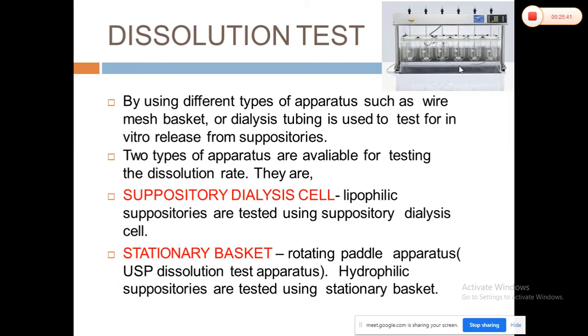And the last one, that is the dissolution test. So like disintegration, here the dissolution apparatus are there. There are two types of dissolution apparatus: dialysis cell and stationary basket. So these two apparatus are used for dissolution purposes. By using different types of apparatus like wire mesh based basket or dialysis tubing, we test the in vitro release from the suppositories. So basically, this is the in vitro method to check the drug release.